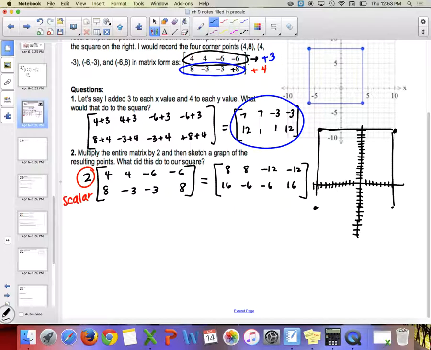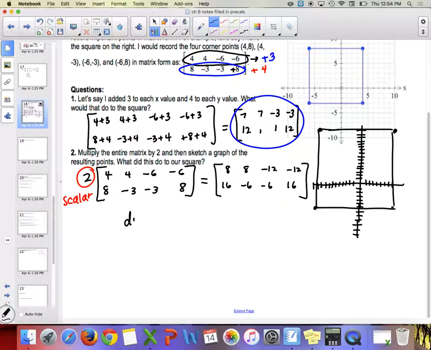Okay. What happened to our square? What do you guys think? It doubled what? It doubled, well, kind of. It's actually ends up being 4 times the area. Kind of weird. But it doubled the size. Like it doubled the length and the width, right? Does it make sense? So I shouldn't really say area. Yeah, so it became twice as big.